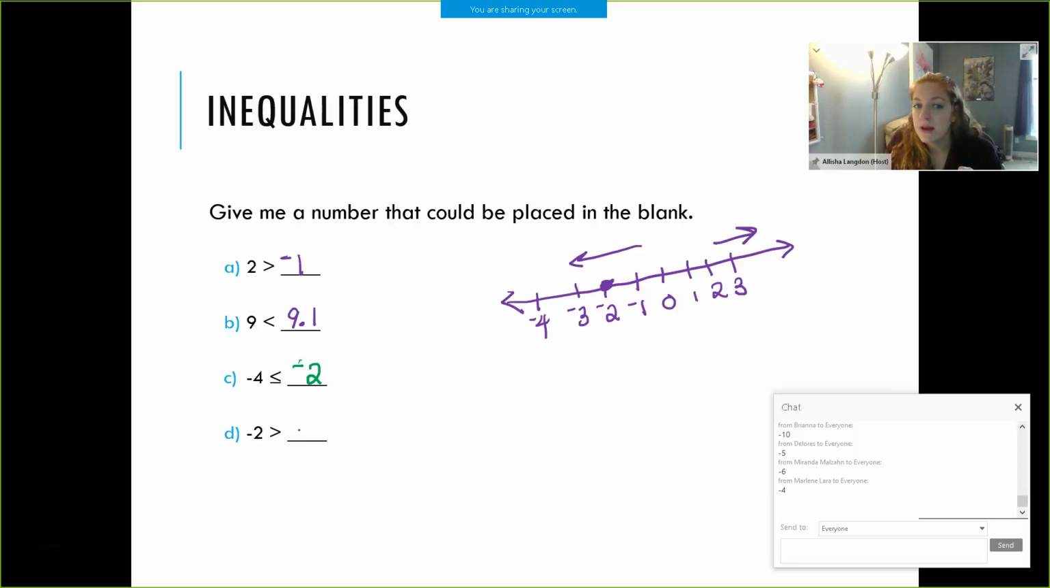Could I put -2 here? What do you guys think? Could I put -2 there? No, I could not. Why couldn't I put -2 there? And there's no line underneath. It would have to look like this to be able to put a -2 there.